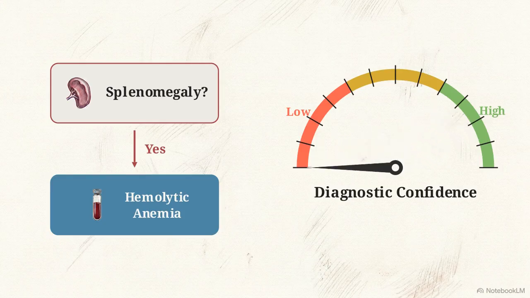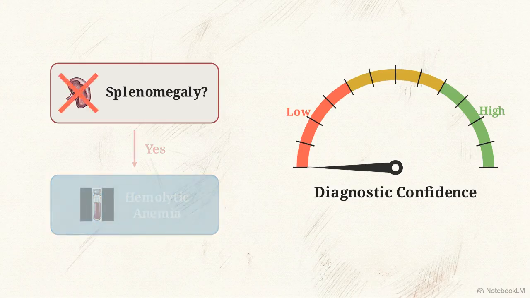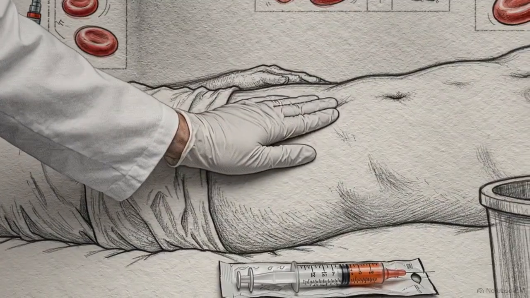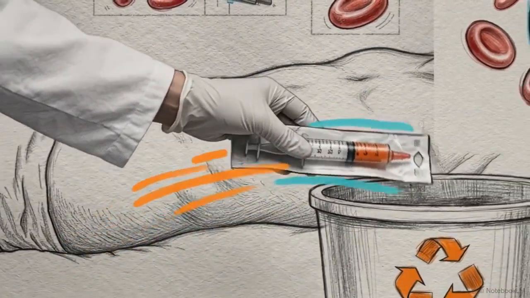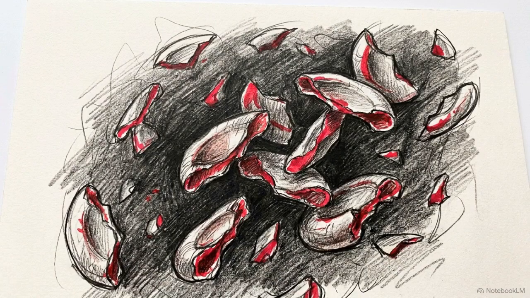But clinically, an enlarged spleen takes time to develop. Early-stage cases often present with a normal-feeling abdomen. If you skip the lab work simply because the spleen feels normal, you generate a dangerous false negative. That delays specialist referrals and leaves the underlying destruction of red blood cells completely unchecked. So, what happens if the spleen is normal? The algorithm moves to step 2.